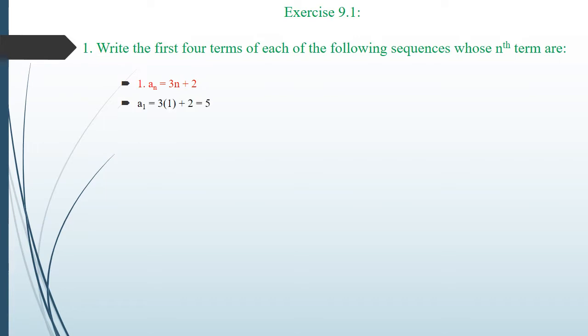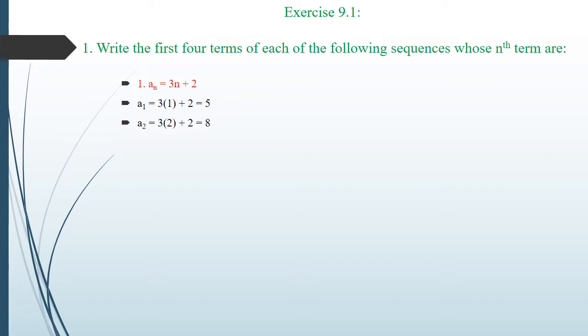That will give me a1 is equal to 3 into, in place of n I am putting 1, that is 3 into 1 plus 2. All the remaining terms I will be keeping as it is. Wherever n is there I will just replace it by 1, which is going to give me a1 is equal to 3 into 1 is 3 plus 2, that is going to give me 5. So the first term of this sequence is going to be 5.